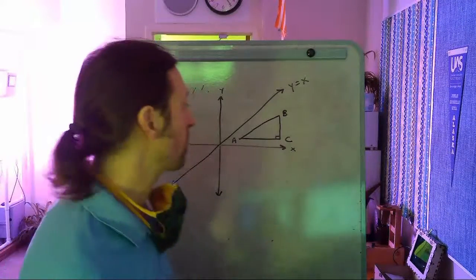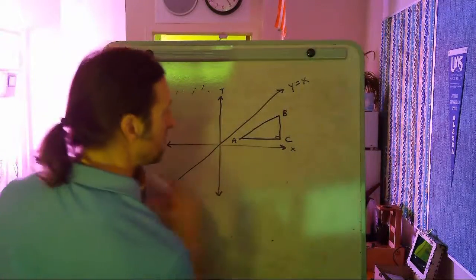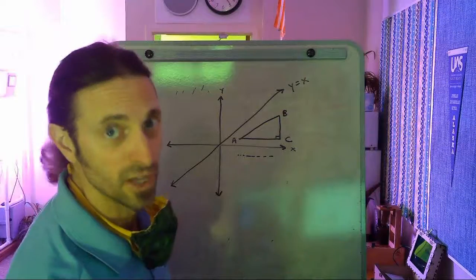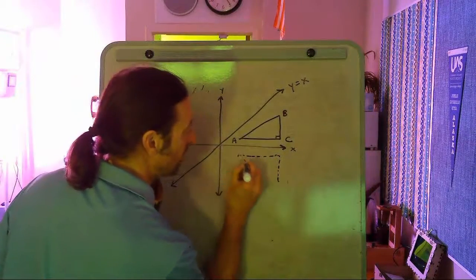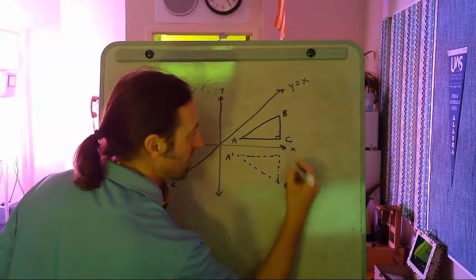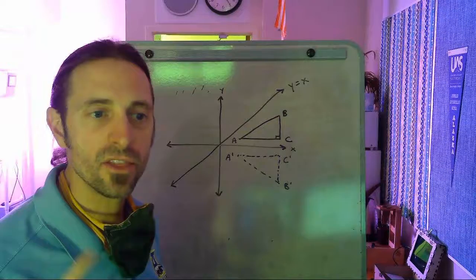The first one is a reflection over the x-axis, which means it would go from here and flip over it down here. So I'm going to just draw it like this. Roughly it's like that, and so that's A prime, B prime, and C prime. Sweet. So far, so good.